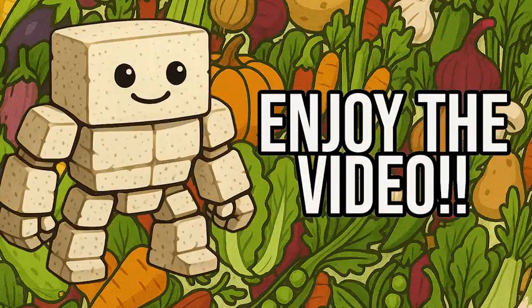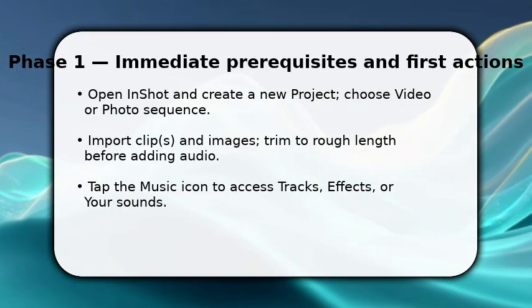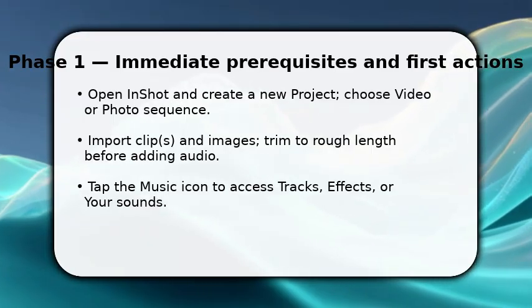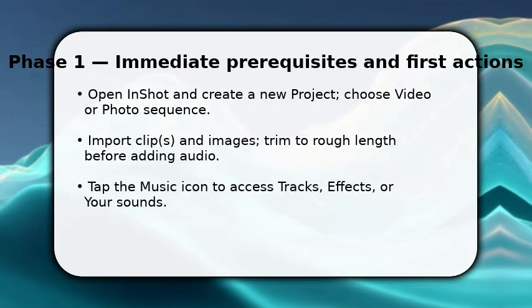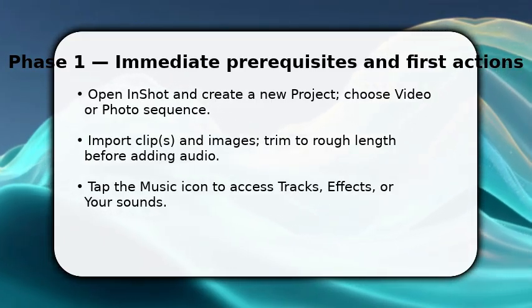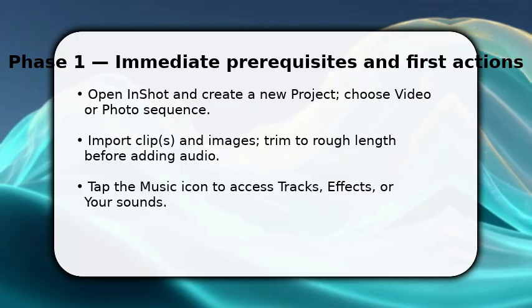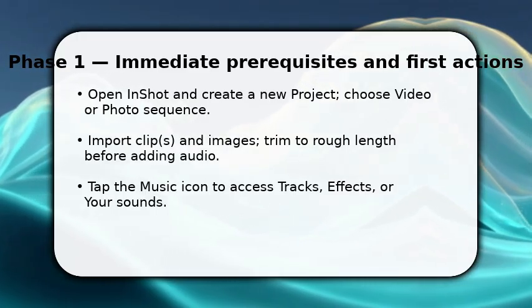Please enjoy the video. Open InShot and start a new project. You should import the clip you want to score. You're doing this first so timing matches the visuals. Once imported, scrub the timeline and trim any dead space. Make sure the video's length approximates the final cut.